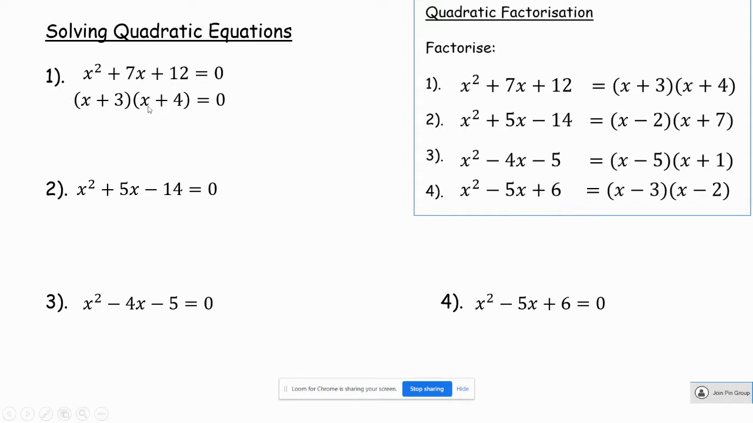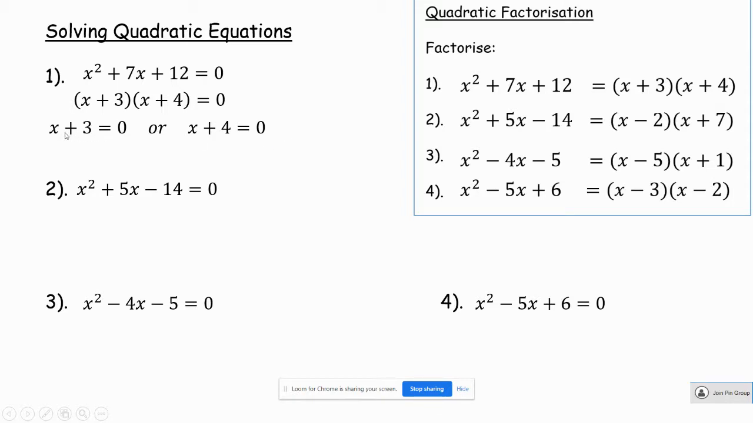So knowing that, then I've got to realize that either this first bracket, x plus 3 equals 0, or this second bracket, x plus 4 equals 0. It's the only way it can be true. Okay, so hopefully you understood that step, but if you didn't, then just actually do that step. Write out the first bracket equals 0, or the second bracket equals 0. It's always going to be the same step.